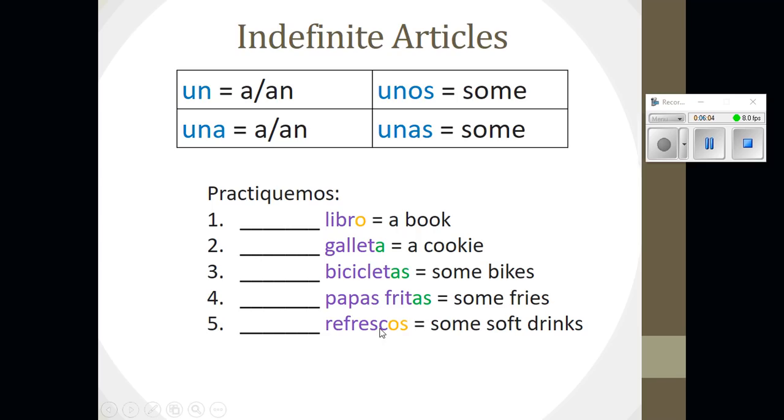The next three are plural. We know that because they end in S. So we would choose one of these two, unos or unas. Notice that bicicletas is feminine and plural, so we would use unas bicicletas to say some bikes. Papas fritas is also feminine and plural, so we would use unas papas fritas to say some fries. And finally, refrescos, which is not feminine, it is masculine and plural. For that one, we would use unos refrescos for some soft drinks.